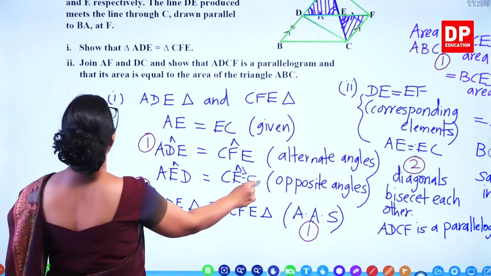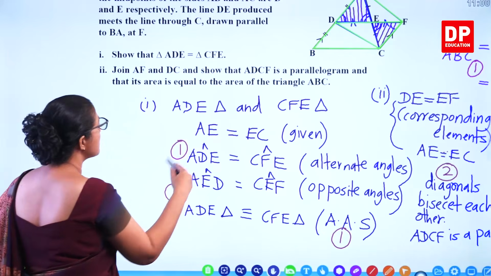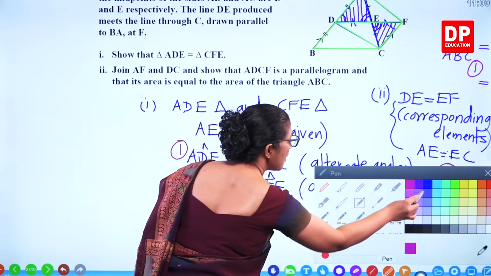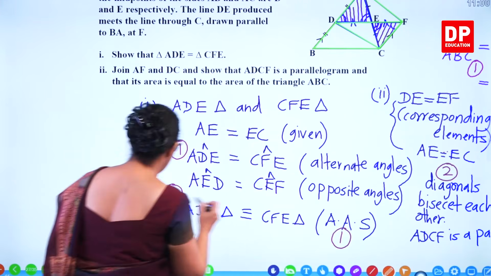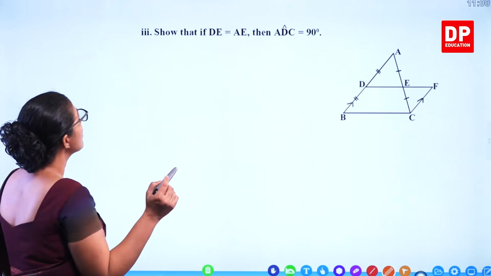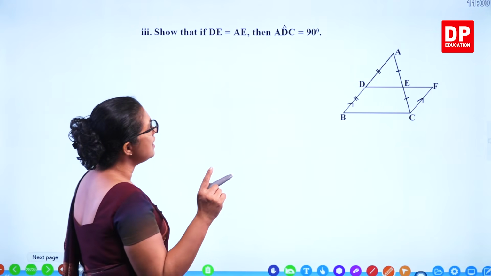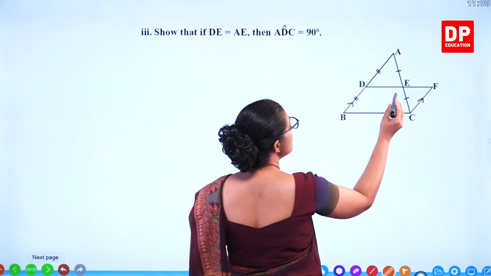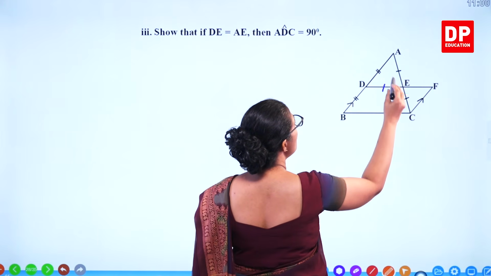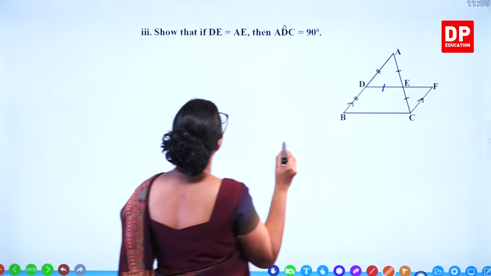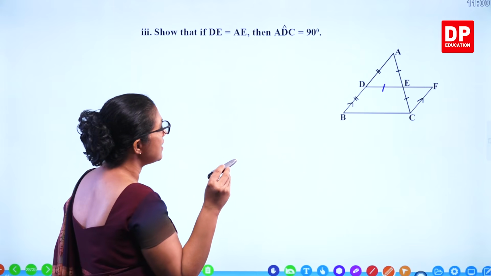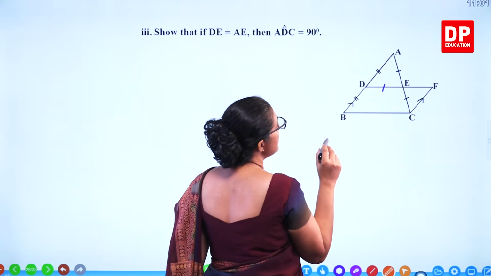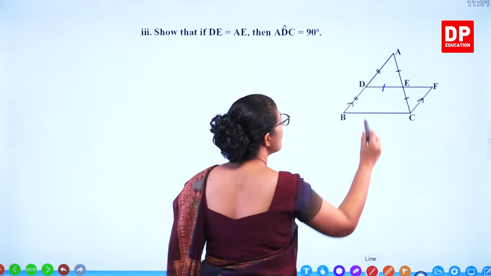So those are the 2 parts. Now we have another part. So 8 marks for parts 1 and 2. Now we'll take the third part. Show that if DE is equal to AE, then angle ADC is 90. ADC. We need to connect this.